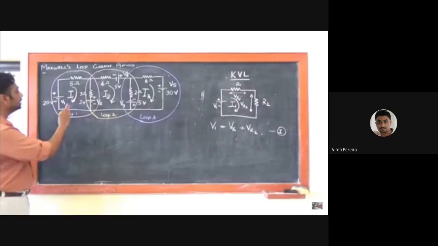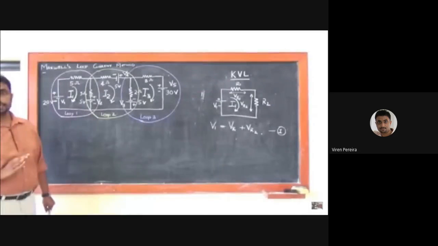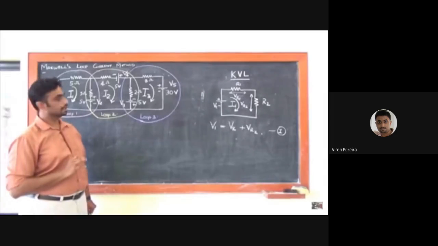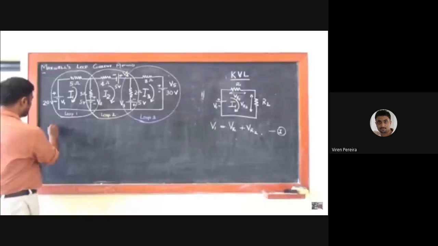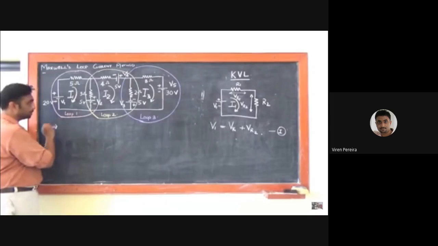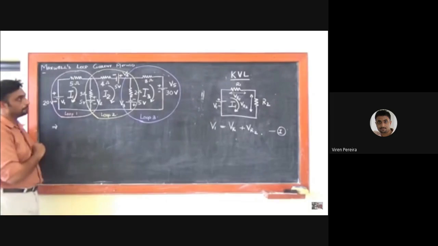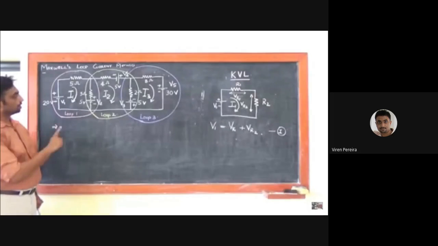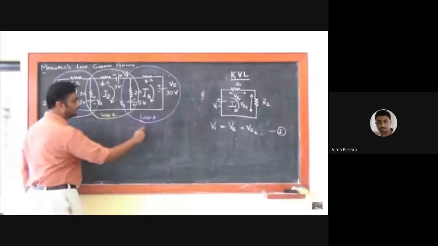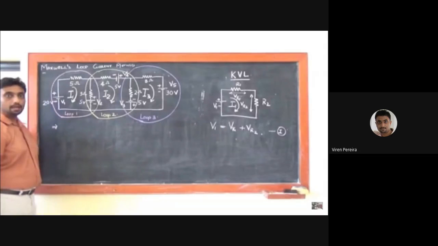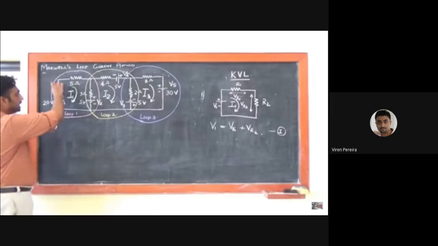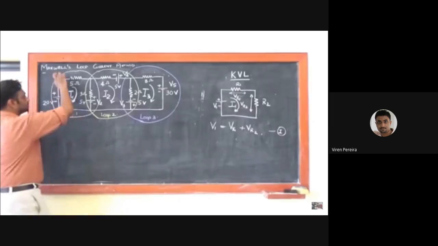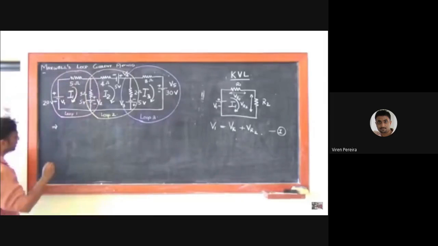So at start, I assume all the directions of the current. I'm assuming all the currents in clockwise direction. So this is the first assumption that has to be made. Before we start Maxwell's current method, assume all the current directions, draw the loops, label them loop 1, loop 2 and loop 3, and then apply KVL in loop 1. How do we apply KVL? We apply KVL in this loop.